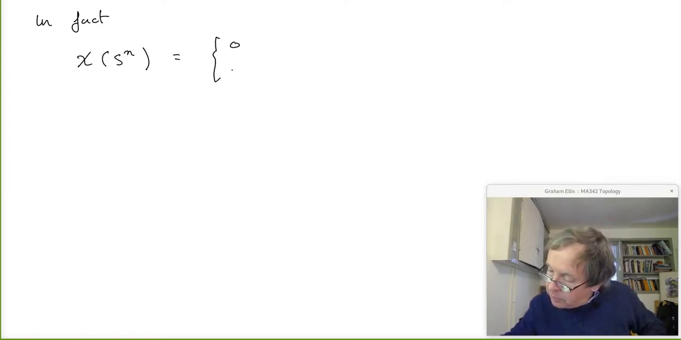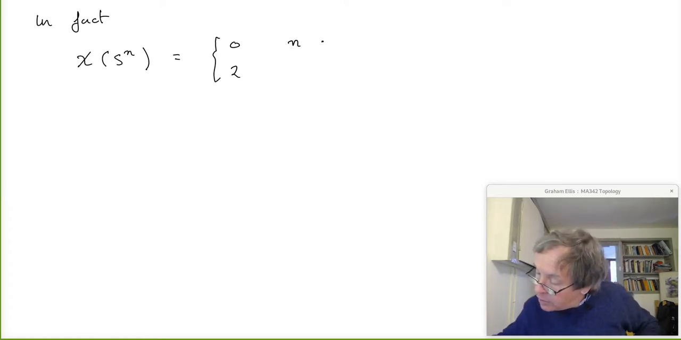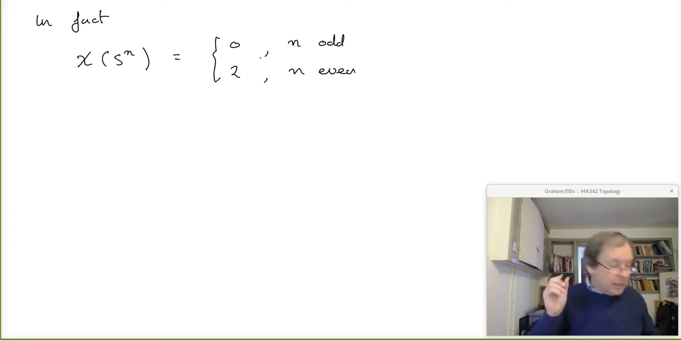But let me do it more accurately. It's equal to 0 when n is odd, and it's equal to 2 when n is even. So we can get Euler characteristics.